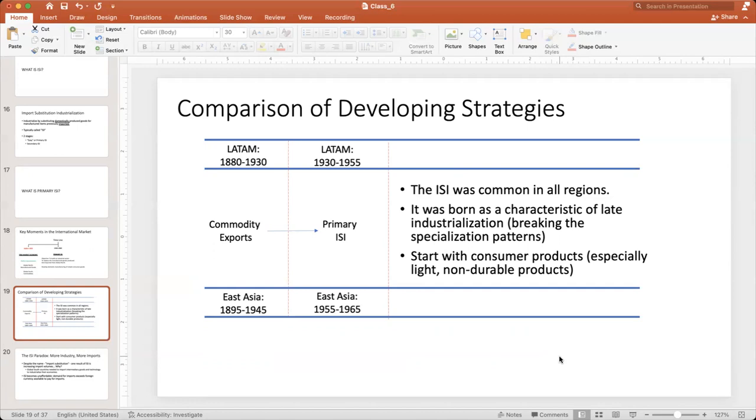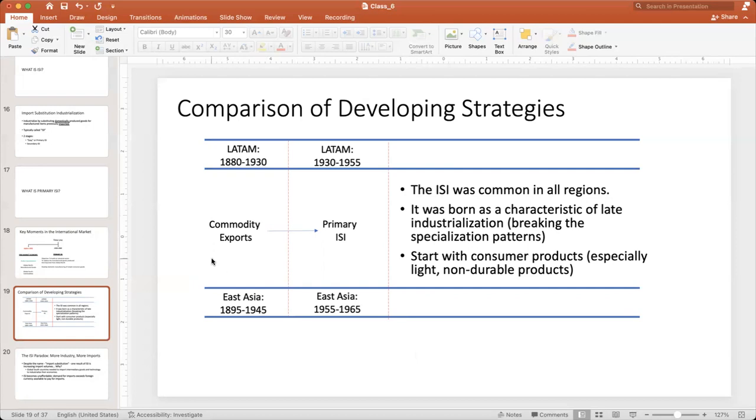So that's why they wanted to produce only basic manufacturing goods, especially light and non-durable products, such as clothes, shoes, and so on and so forth. But what I'm going to say here is very important because before 1930, the developing countries were very specialized in the production of agricultural goods, and they were exporting commodities.